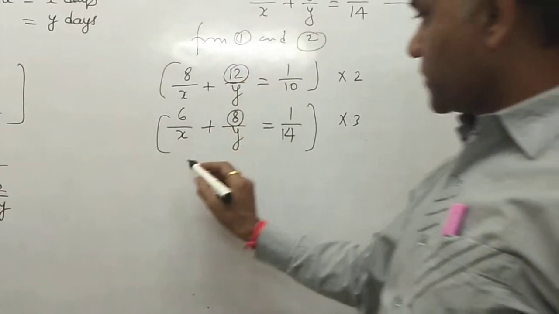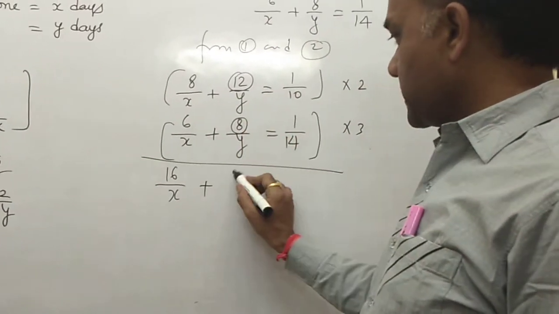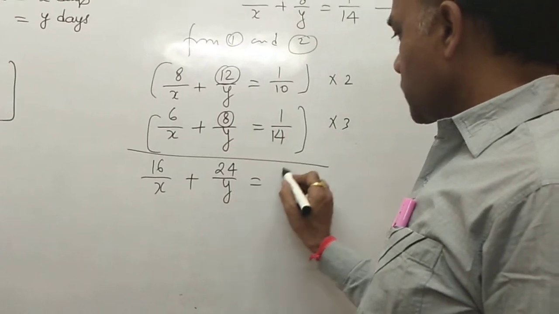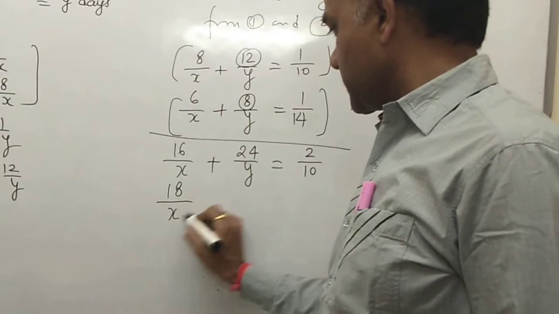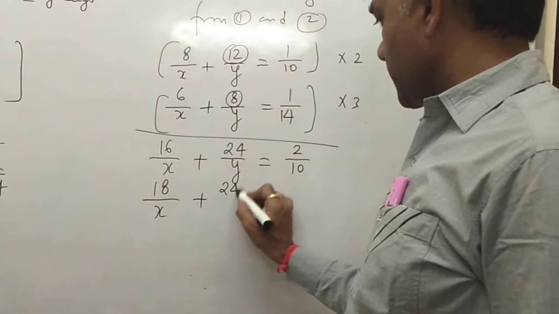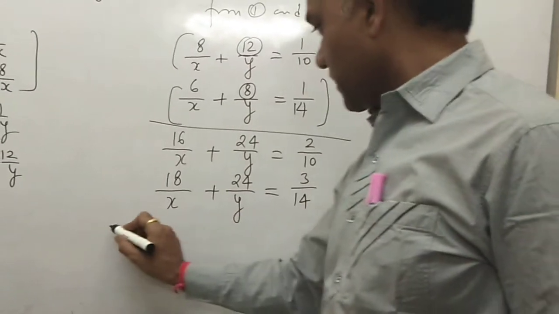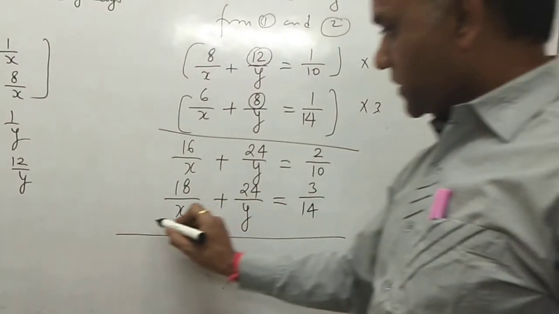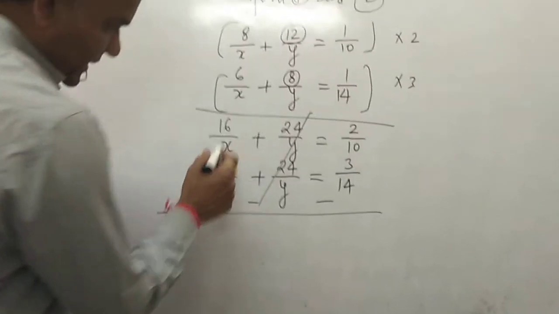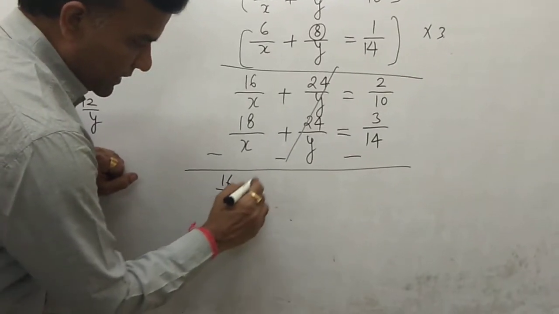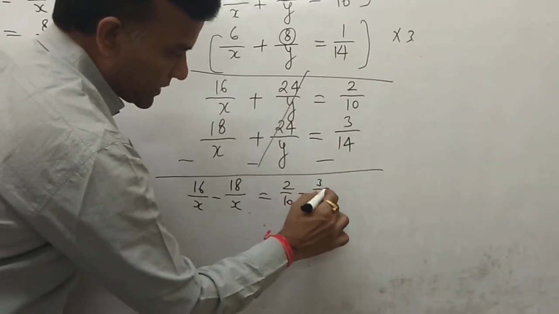After multiplying, you have 2 times 8 is 16 by x, 2 twelves are 24 by y, and 2 by 10. Similarly, 3 sixes are 18, 18 upon x, 3 eights are 24, 24 by y, and here 3 by 14. Now the sign of the coefficient is the same, so change the sign for all. This value cancels out, and x is common, so write down 16 by x minus 18 by x. Similarly, write 2 by 10 minus 3 by 14.